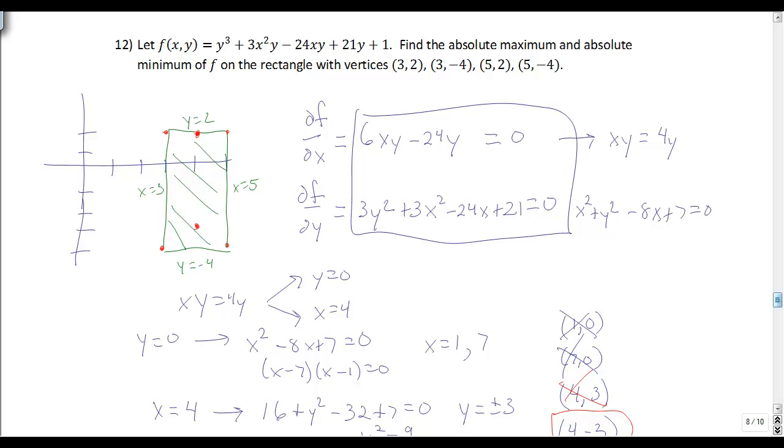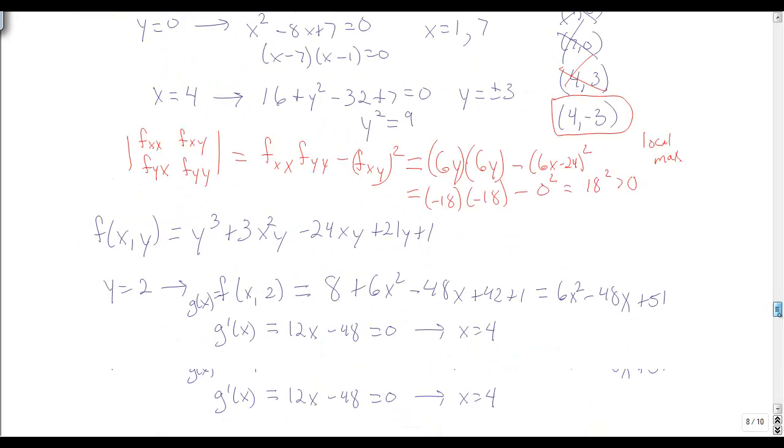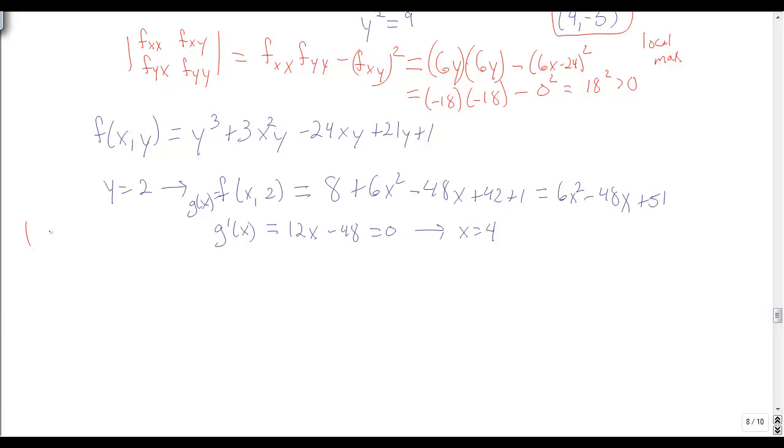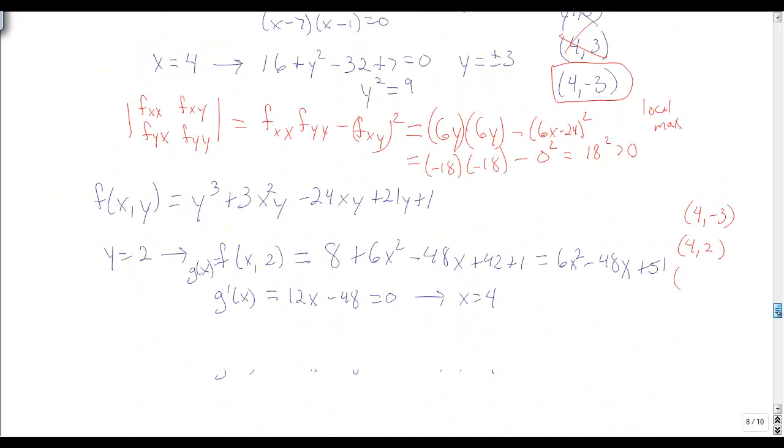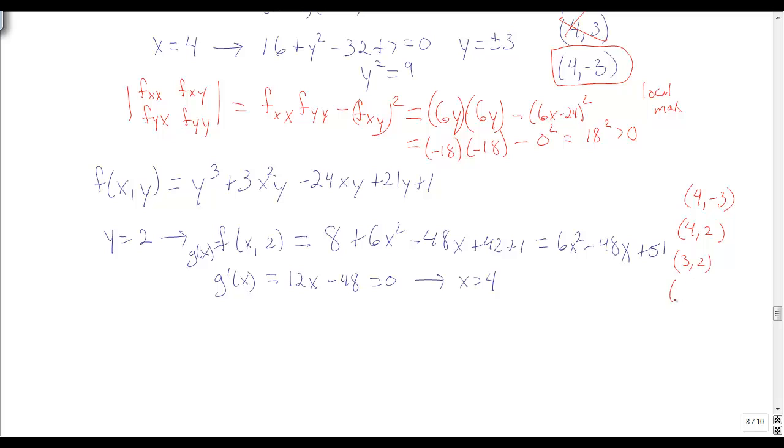So we're getting a catalog of points that we have to evaluate here. We're going to need the endpoints of each of these intervals. So we have the 4 corners of the rectangle, and we have 4, -3 and 4, 2. Maybe we should start making a chart off to the side. We also had our endpoints of x equals 3: 3, 2 and 3, -4, and the other vertices of the rectangle are 5, 2 and 5, -4.